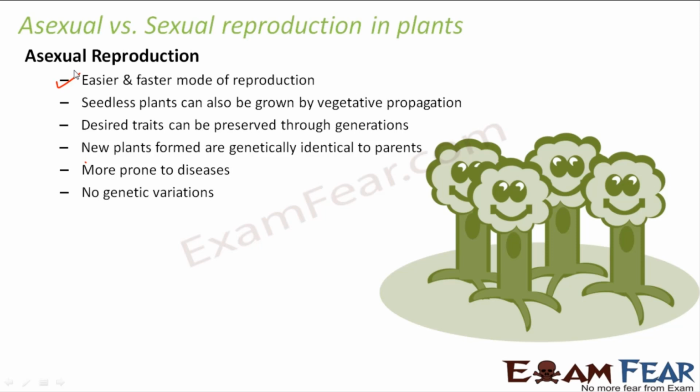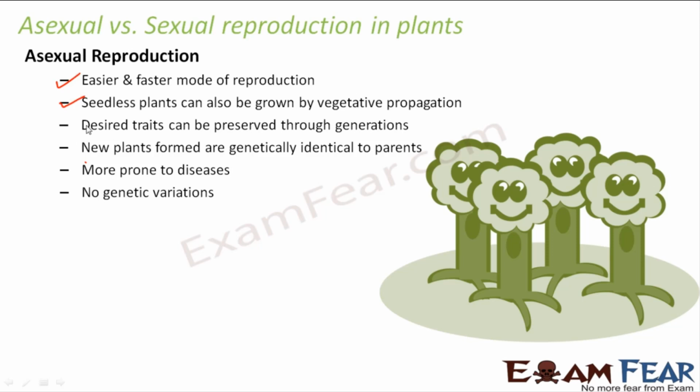Seedless plants can also be grown by vegetative propagation. For example, rose, which do not give seeds. So in that case, if there is no seed, we cannot think of sexual reproduction, because in sexual reproduction, formation of seed is a part of sexual reproduction. So there are plants where there are no seeds. So in those plants, sexual reproduction cannot take place. So they can also be grown by asexual mode.